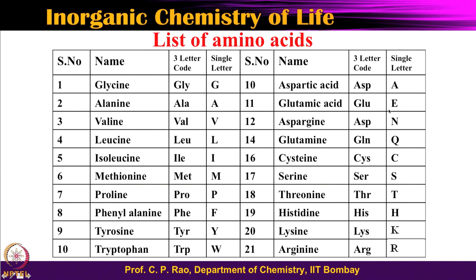Now, glutamic acid cannot have G because G is already taken, so E is given. Aspartic acid is D. Asparagine cannot have A because A is already given, so N is given here. Glutamine is Q, and cysteine is C, which was not used earlier. Then serine is S, threonine is T, histidine is H. So you have a 3-letter code and a 1-letter code; when you write a protein sequence, you use the single letter code, and when you write small peptides, you generally use the 3-letter code. That is the only difference.